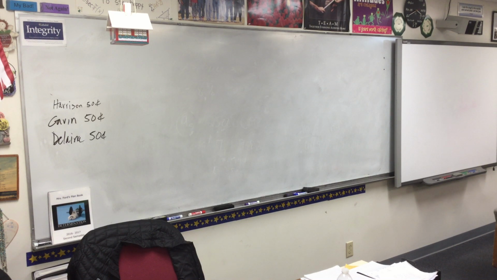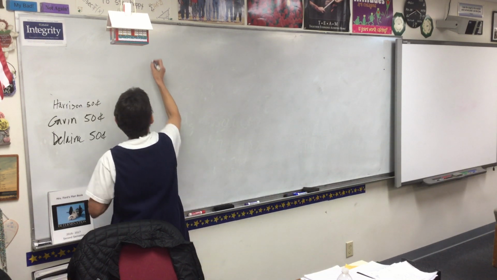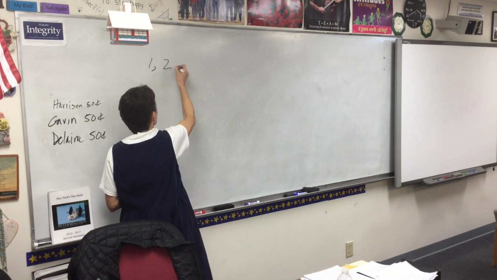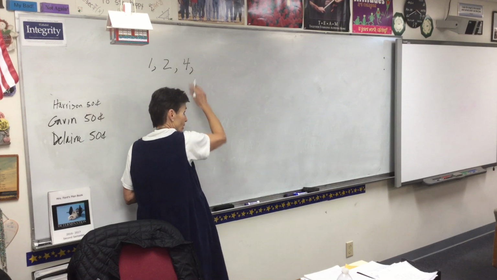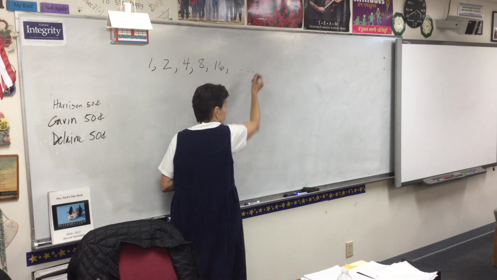All right, so we're going to take this checkerboard and we're going to put one checker on the first square. And then we're going to put two checkers on the next square. And then 4, and then 8, and then 16, and so on.